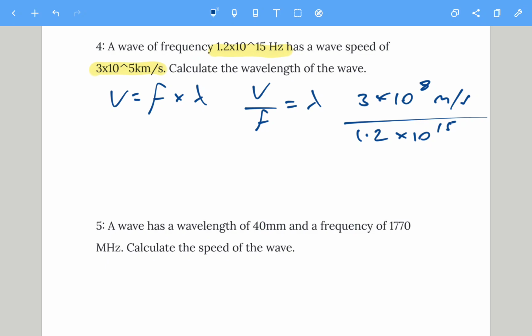So if you put that in your calculator, it should come out as a wavelength of 250 times 10 to the minus 9 meters, which is obviously really small. And if you'd remembered about the nanometers, because nano is times 10 to the power minus 9, you could also write 250 nanometers. Okay, let's look at number 5 then.